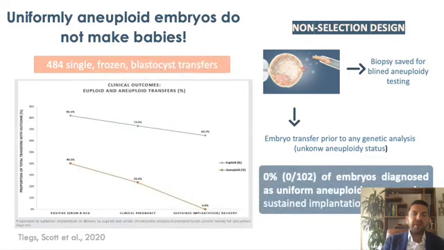In particular, what the authors found was that none of the 102 embryos diagnosed as uniformly aneuploid resulted in a sustained implantation or delivery, while the positive predictive value of PGT-A at the blastocyst stage was extremely high and outstanding, showing that 65% of the euploid embryos resulted in a delivery.